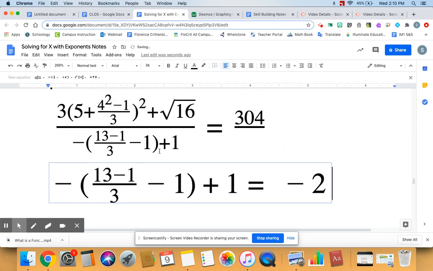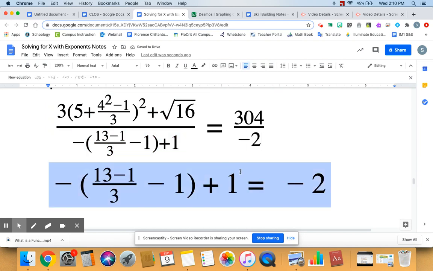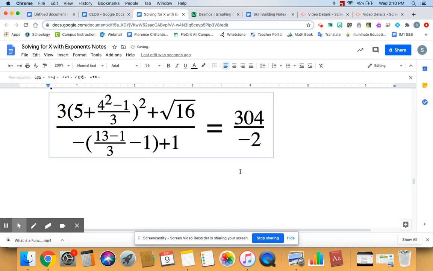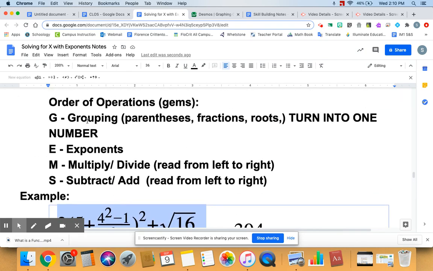So after grouping my whole denominator by following all the steps in order, I figured out the bottom is the same thing as negative 2 when grouped together. So finally, my last step to solve this is I just have the fraction, which means divide, and 304 divided by negative 2 equals negative 152. So that's the answer to this when I do forward order of operations.